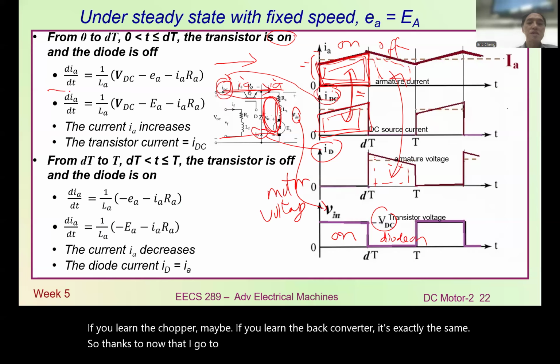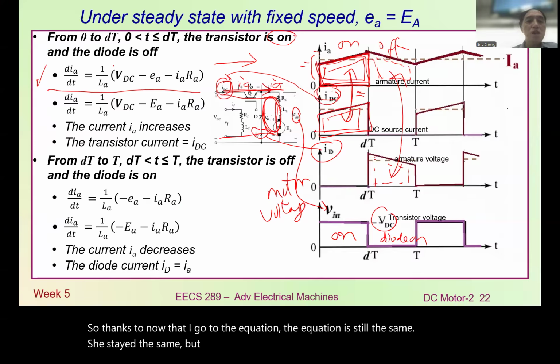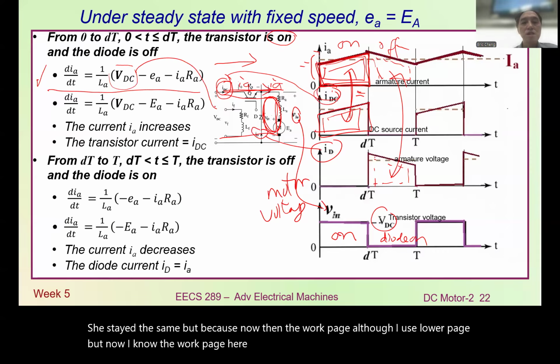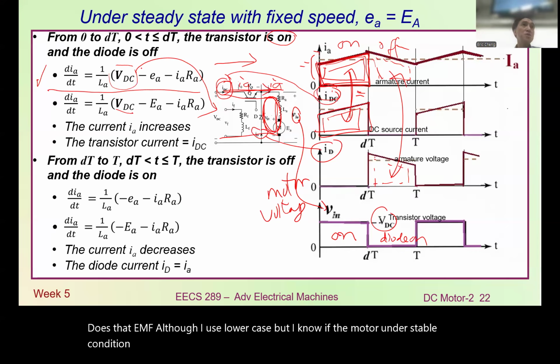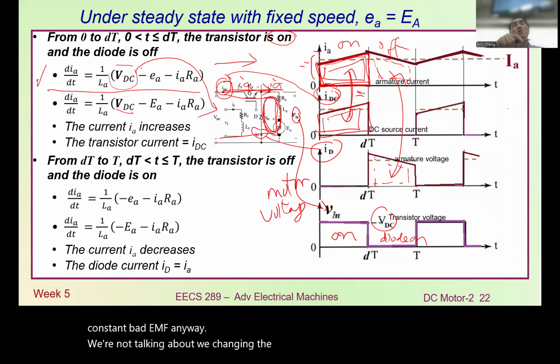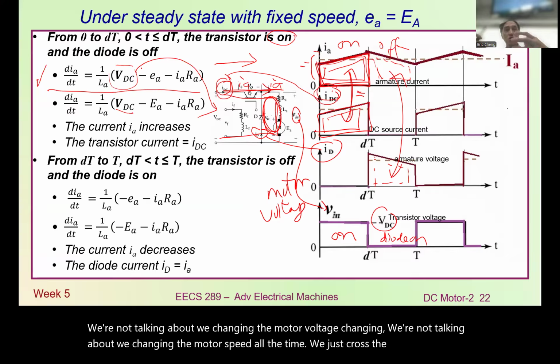The equation is still the same. But now, although I use lowercase for the voltage, I know the voltage here is equal to the DC voltage, so I can put VDC in here. The back EMF, although I use lowercase, if the motor is under stable condition, like the rotation speed is unchanged, I can use uppercase because it's a constant back EMF. We're not talking about changing the motor voltage or the motor speed all the time. We just have constant motor speed, rotating at a certain speed. And so we now have this equation.